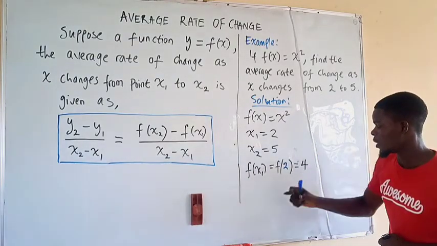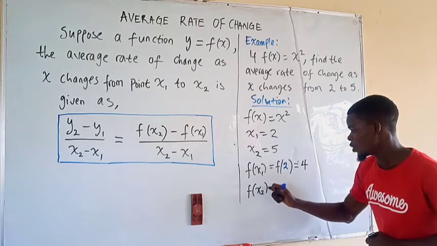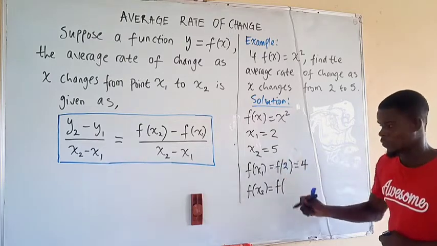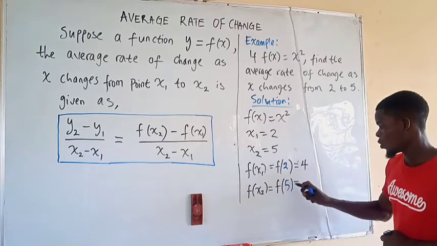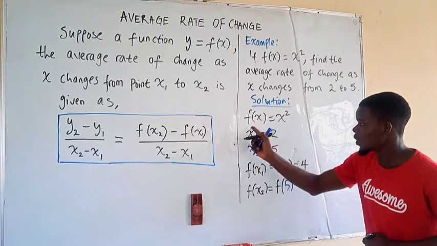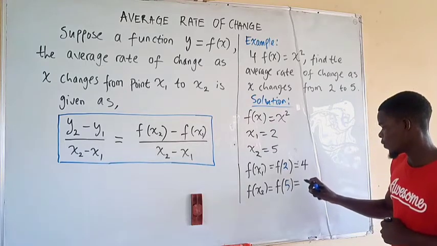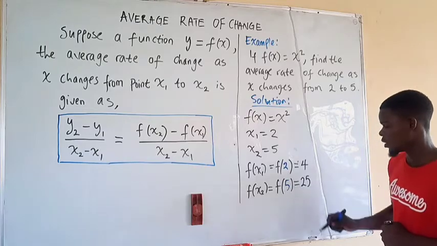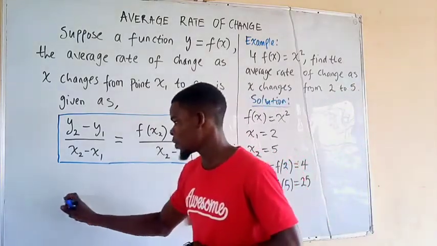Good. And then next thing, we'll calculate f of x2, which is just going to be f of 5, right? So we just plug in 5 there. And then we need to check out what f of 5 is. F of x is x raised to power 2. So f of 5 will be 5 raised to power 2, right? Which is just 25. Good. And now that we've got that, we can now calculate the average rate of change.